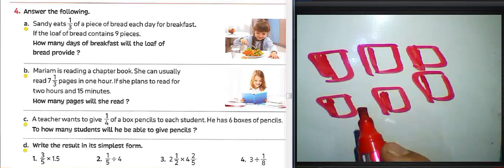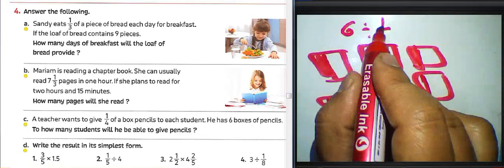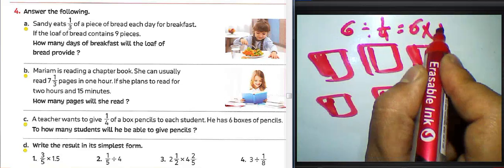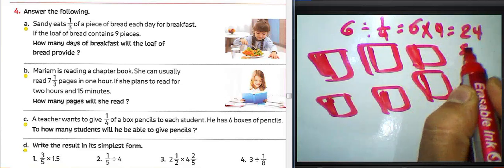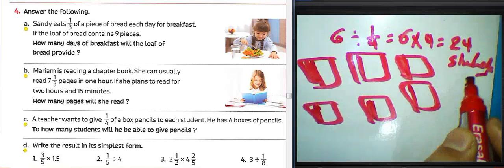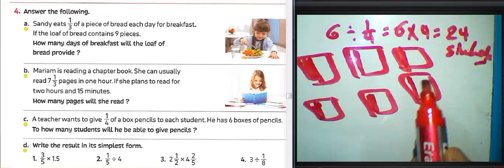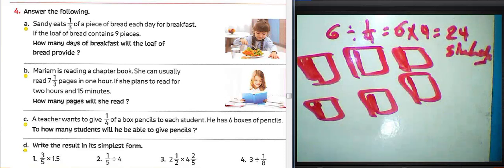We can write here 6 divided by 1/4. It will be 6 times 4. It will be 24 students. Okay, my students, 6 divided by 1/4 equals 6 times 4 equals 24 students. Question letter D.